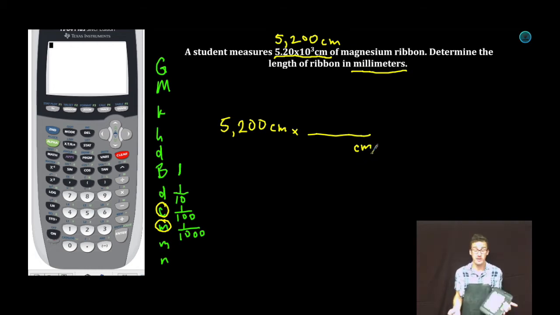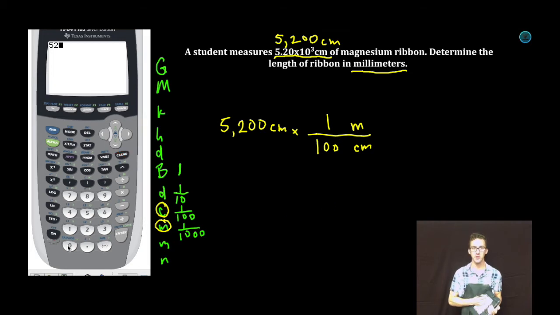Now, I'm not really comfortable with the metric system. I'm just starting to learn it. So I may not know how to go directly from centimeters to millimeters. So I'm just going to go right to the base unit of meters because I do know that relationship. I know that 1 meter, my base unit, has 100 centimeters in it.